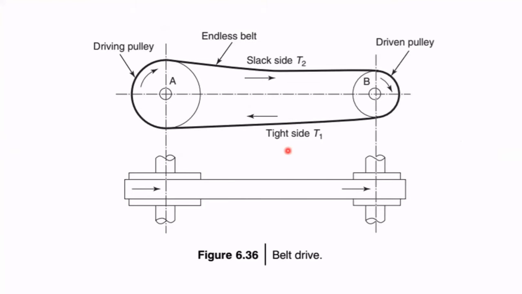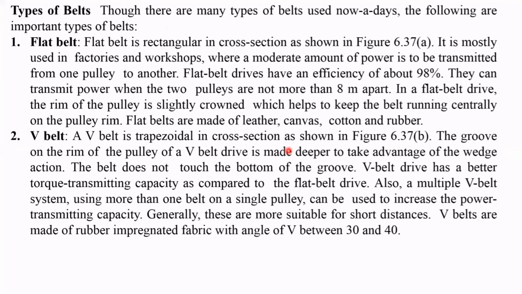Okay, see this. Here we have different types of belts. Now we see one by one. The first type of belt is based on the cross section of the belt. We can divide it into four types. One is flat belt, second one is V belt, then round belt, and timing belt. We have four types of belts based on the cross section of the belt: flat belt, V belt, round belt, and timing belt.